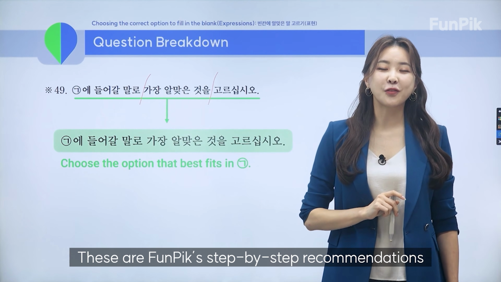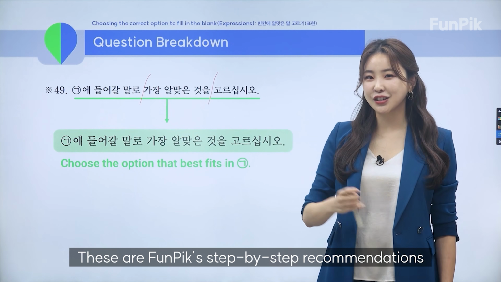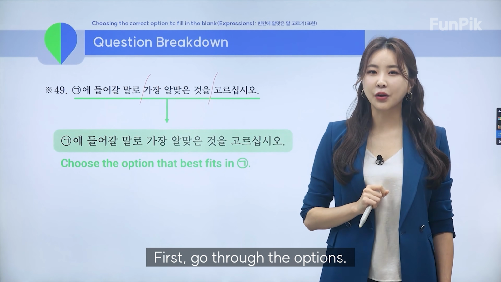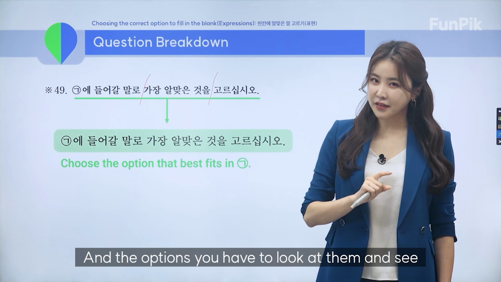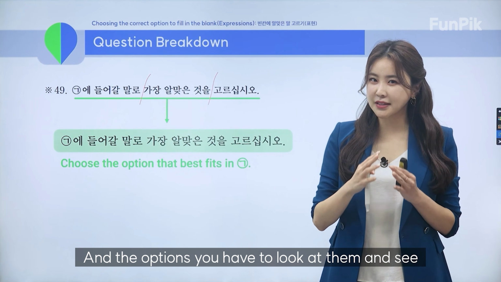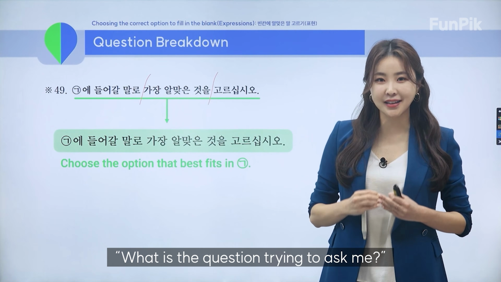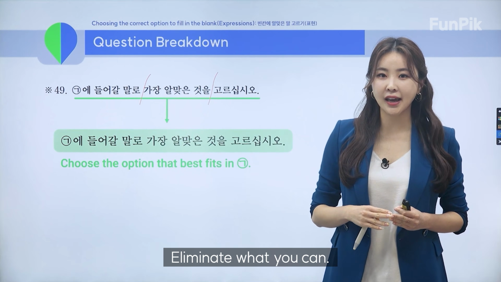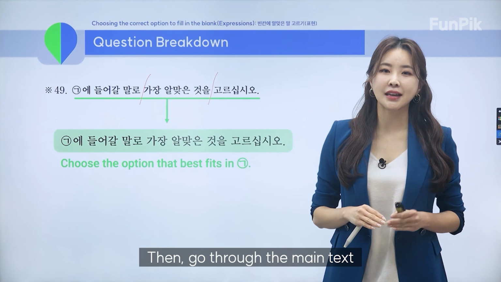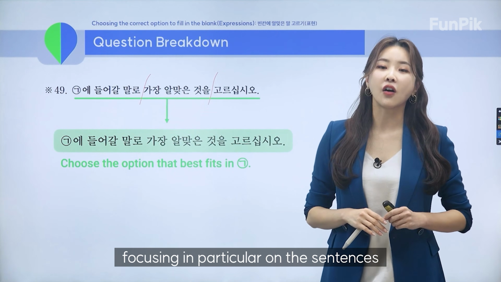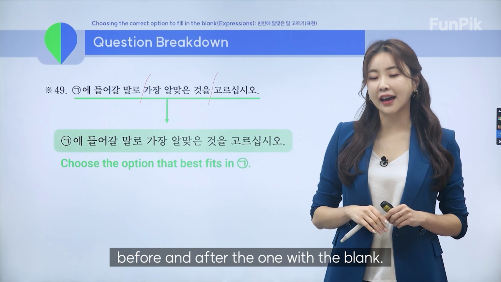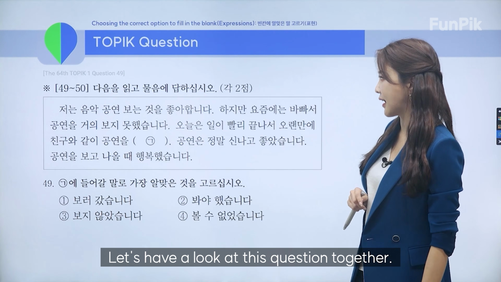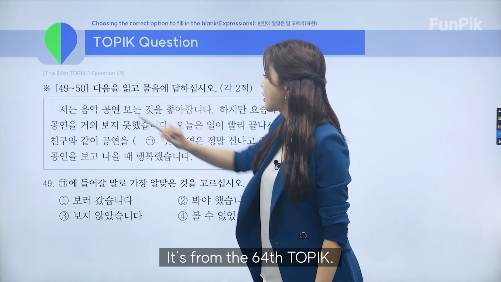Now, these are FunPik's step-by-step recommendations for solving this type of question. First, go through the options. Look at them and see what the question is trying to ask. Read the sentence with a blank, eliminate what you can, and then go through the main text, focusing in particular on the sentences before and after the one with the blank. All right, so let's have a look at this question together. It's from the 64th TOPIK.